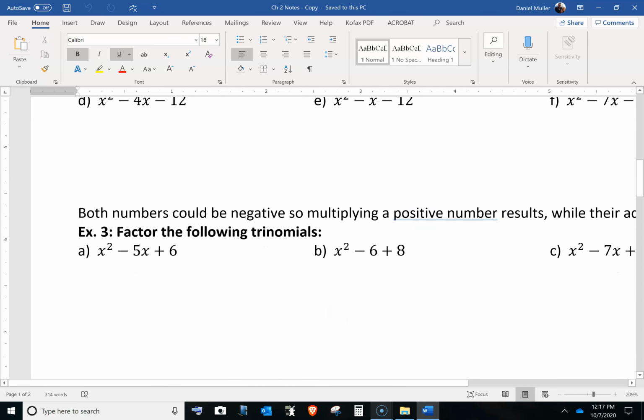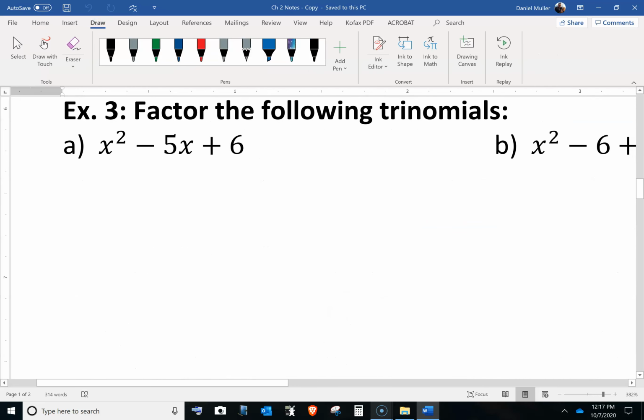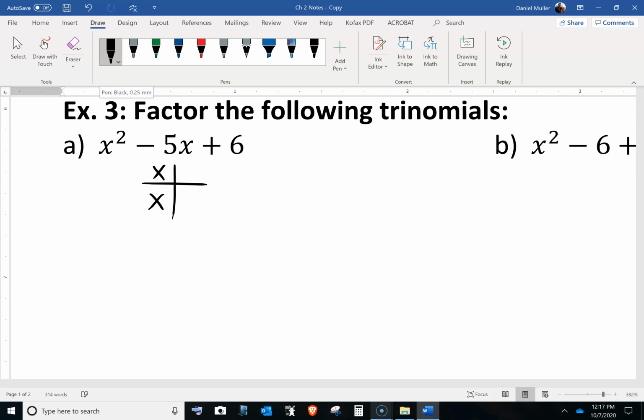Let's continue on here with example 3. Factor the following trinomials. So we will do this again here. We can just create a little box. X and x, that gets us the x squared. 6, so 1 times 6, and I have a 3 and a 2. So you look at them and you think, okay, is there any way to get 5? And it's like, oh, well, yeah, if I went 6 minus 1, I'd get 5.